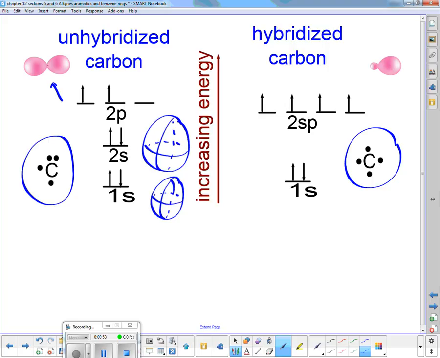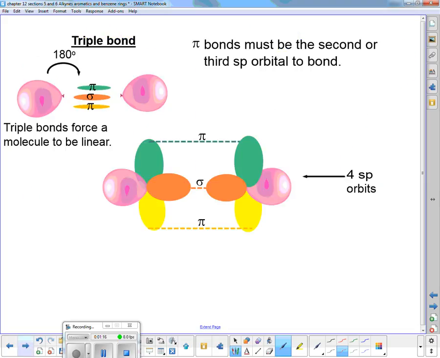Because what happens is the s that has to share a room comes up and gets its own room and becomes positive. When I do that, I make 4 equal orbitals, and they end up looking like this. So we have a hybridized carbon, and a hybridized carbon likes to have 4 bonds.